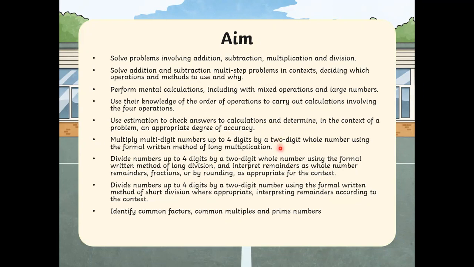Multiply multi-digit numbers up to 4 digits by a 2-digit whole number using the formal written method of long multiplication. Divide numbers up to 4 digits by a 2-digit whole number using the formal written method of long division, and interpret remainders as a whole number, remainders, fractions, or by rounding as appropriate for the context. Divide numbers up to 4 digits by a 2-digit number using the formal written method of short division where appropriate, interpreting remainders according to the context.